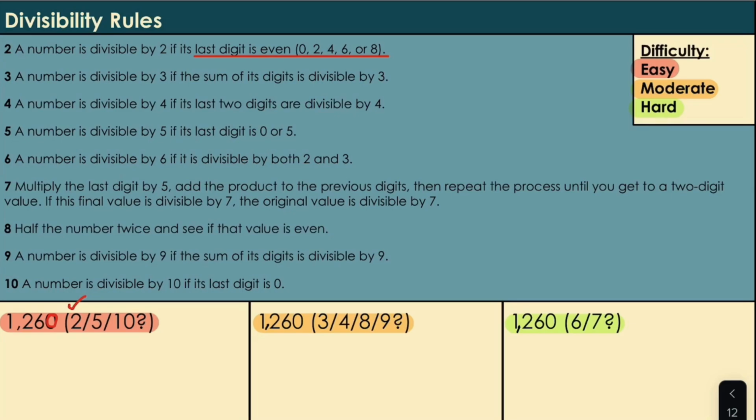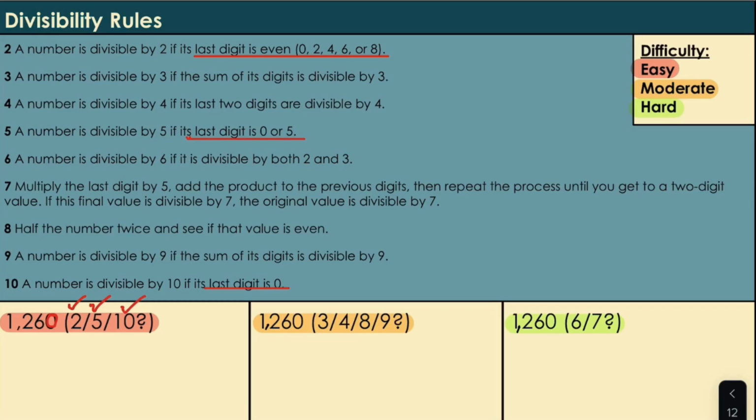What about 5? We know a number is divisible by 5 if the last digit is 0 or 5. Well, we see that our last digit is a 0. 1260 is divisible by 5. What about 10? A number is divisible by 10 if its last digit is 0. Well, our last digit is a 0. It is divisible by 10.